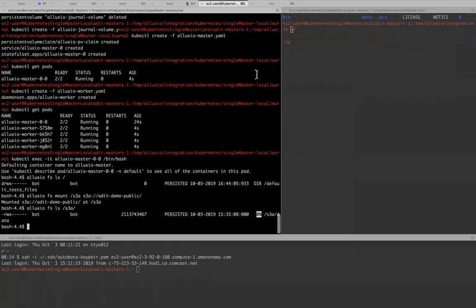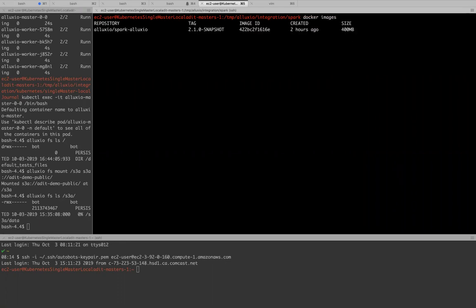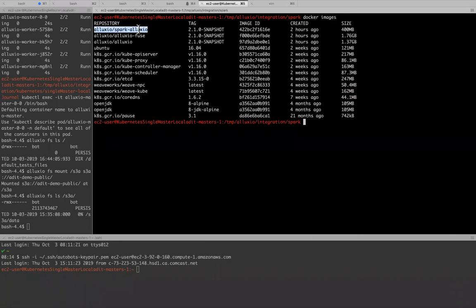Okay, so in the tab that I have opened on the right, this is something we'll use to run Spark in Kubernetes. We have a Docker image for running Spark pre-deployed on this cluster. The Spark image contains the Alluxio client jar, and this can be used by the Spark driver and executors to interface with Alluxio.